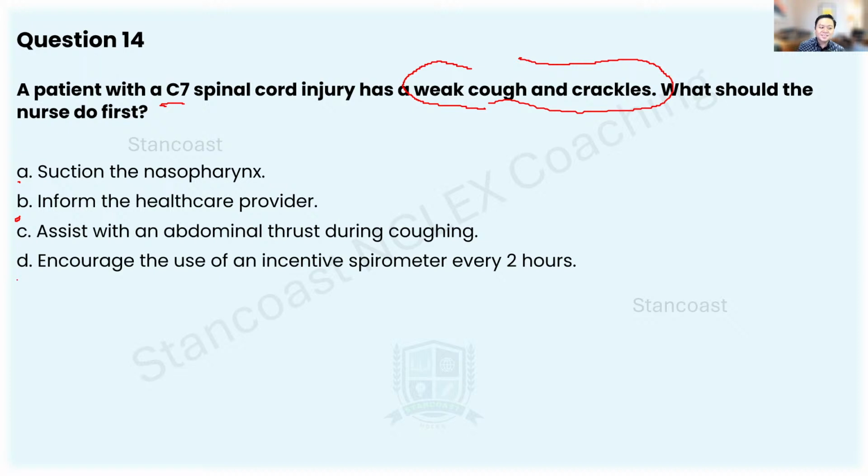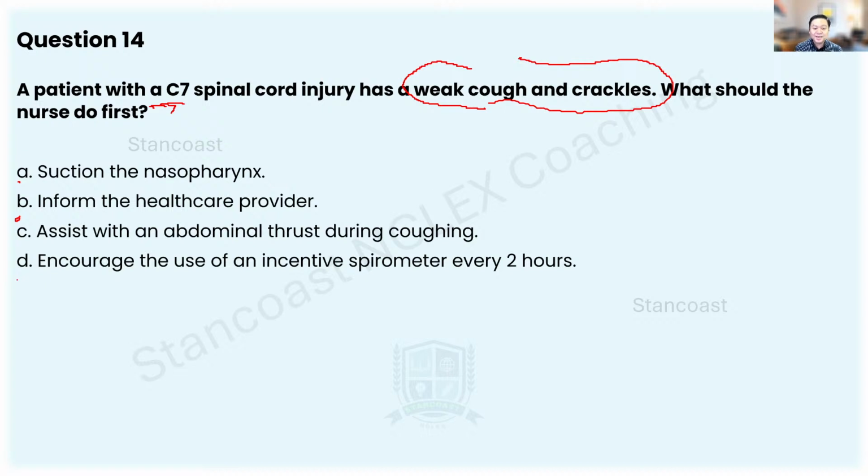Guys, take note about the damage, where it exactly is happening. It's on the C7. So what would help this patient this time, if their cough is weak? All right, let me start rationalizing. Let me have letter D this time.